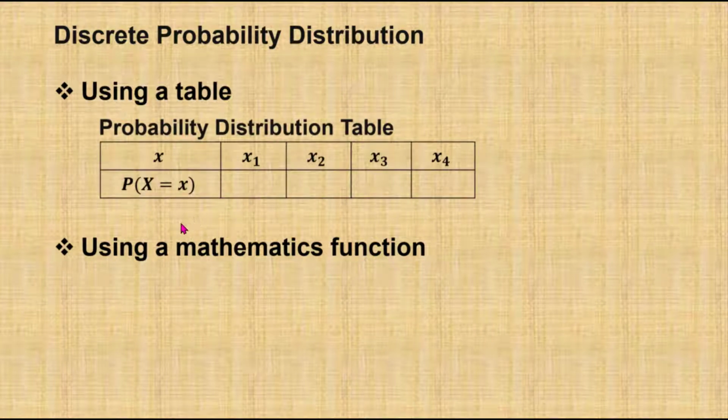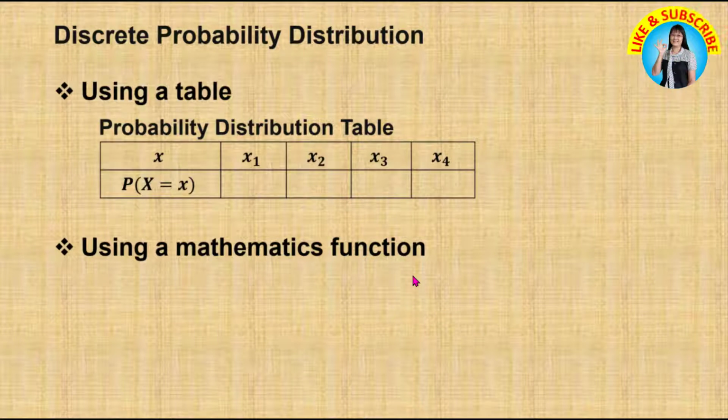When using a table, this is all the possible values of x, and this is the probability of x1, this is the probability of x2, this is the probability of x3, and so on. The sum of all the probabilities must be equal to 1.